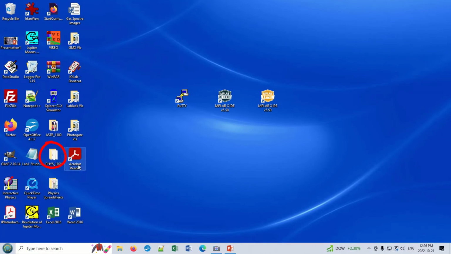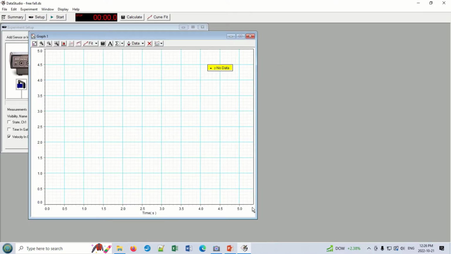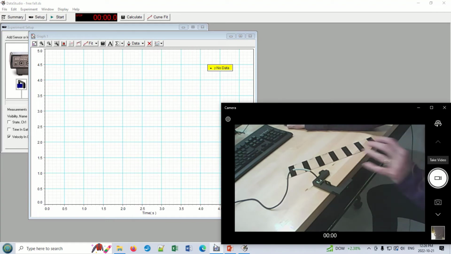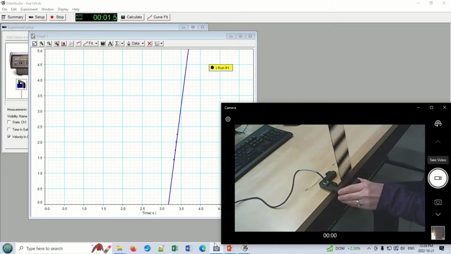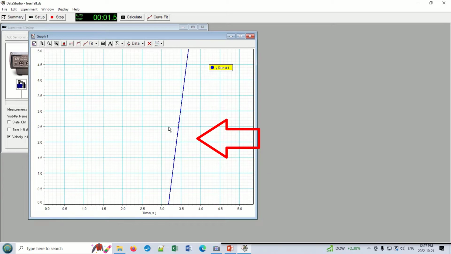You open up the Physics 1100 folder on the desktop, and you want the freefall program this week. This program gives us a big velocity time graph, and as usual, to take data you would just click the Start button and then take your data. So you get your equipment all ready to go, and then you would click Start and drop your picket fence through the photogate.